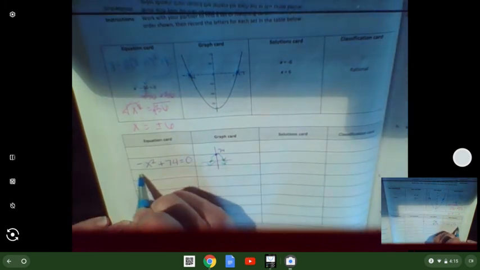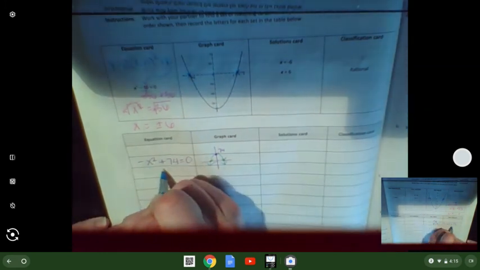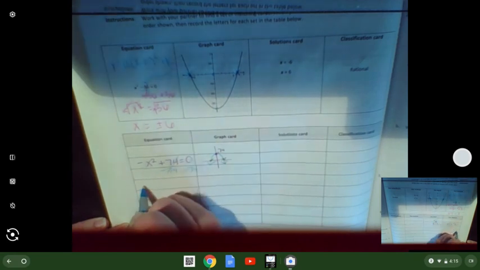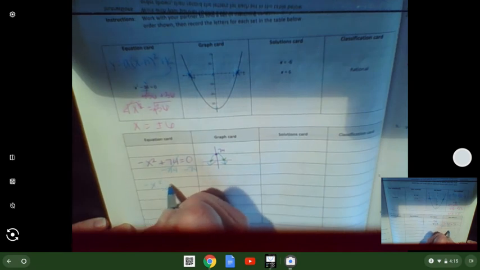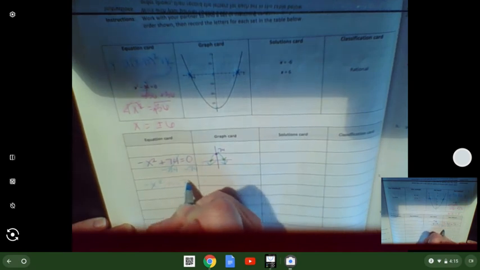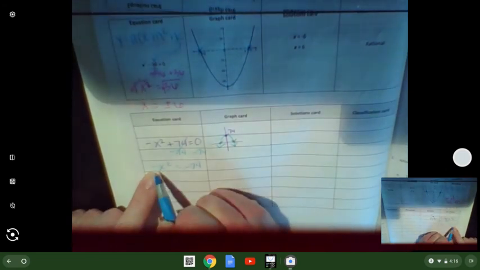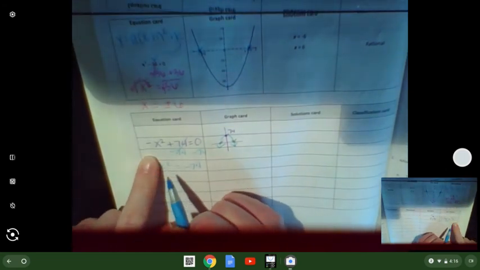I'm going to go through and solve this using square roots though, but I need to get that x squared by itself. So first, I'm going to subtract 74 from both sides. And we have negative x squared equals negative 74. So are we ready to square root now? The answer is no, because we still have this negative. I can't square root this. I want x squared. I don't want negative x squared.